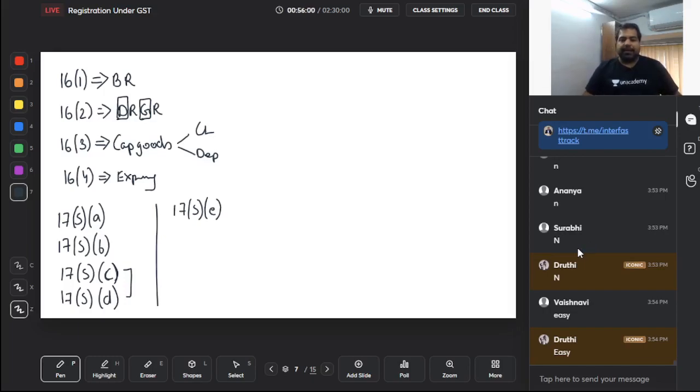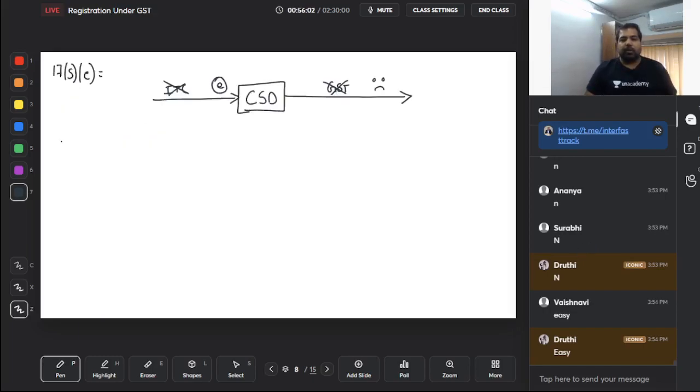Alright, next guys is F, 17.5F. This is very simple from now onwards, guys. F is very, very simple.